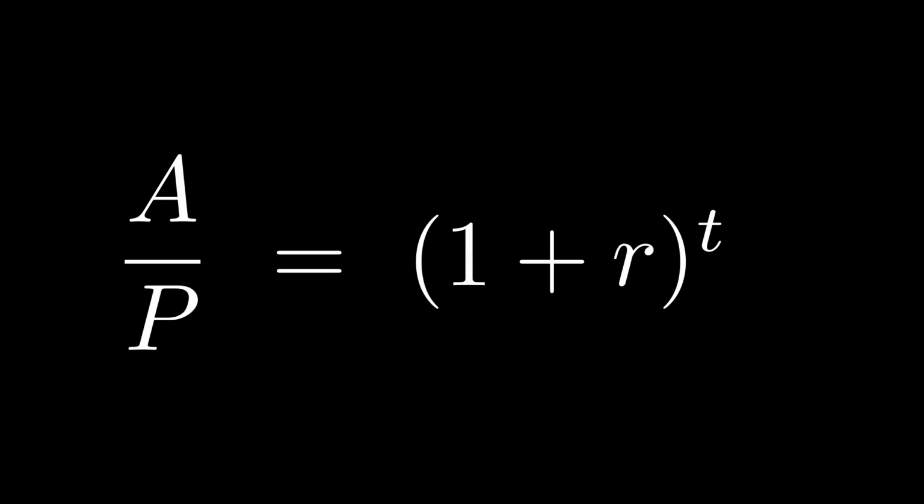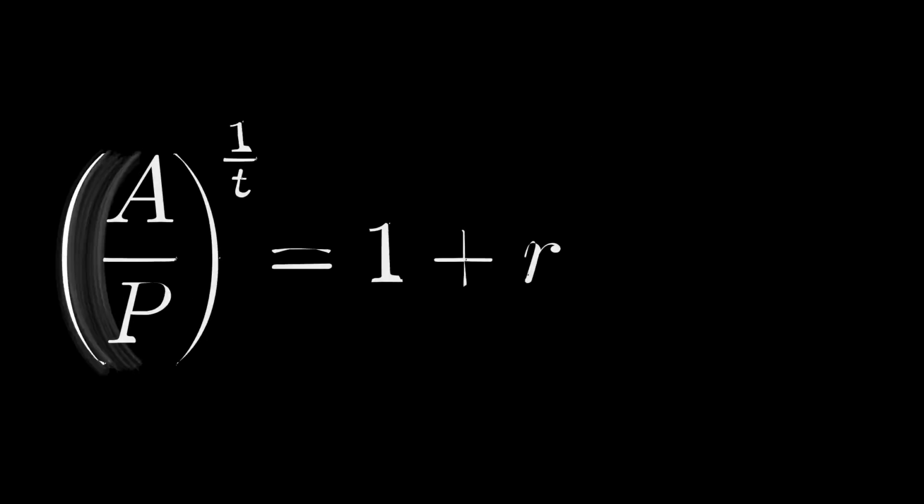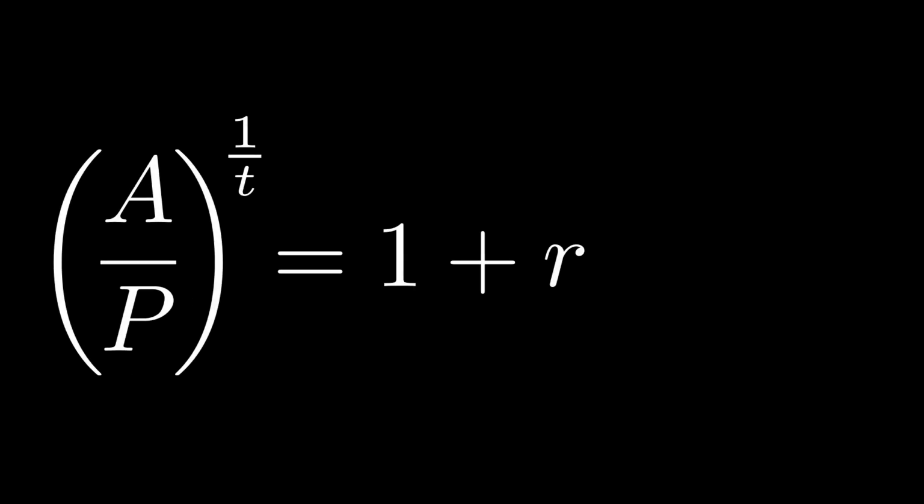We need to get rid of the number of years in the exponent, and so we raise it to the 1 over t power. So now we'll have the ending value divided by the initial investment raised to the 1 over t power, where t is the number of years the investment lasted, is equal to 1 plus the growth rate. To solve for the growth rate from here is pretty simple. You just subtract the 1.